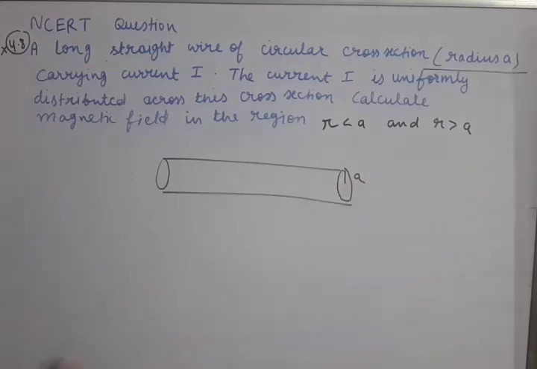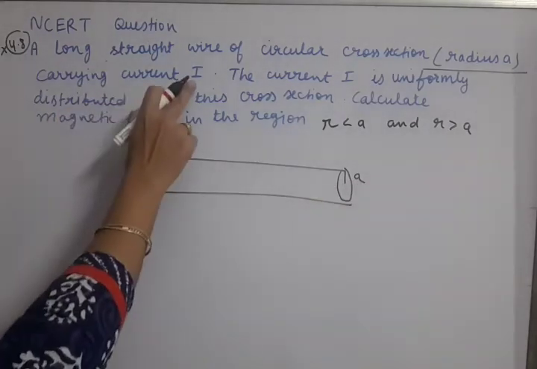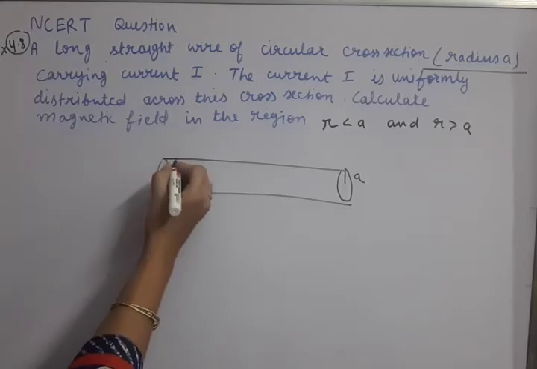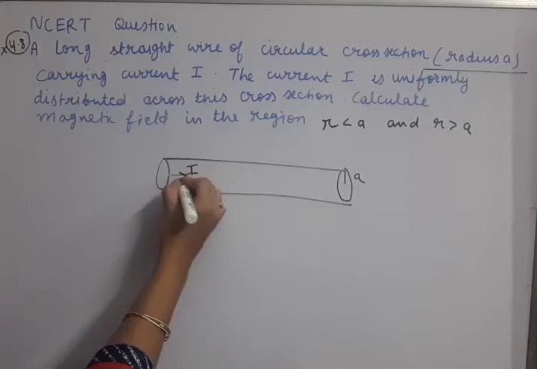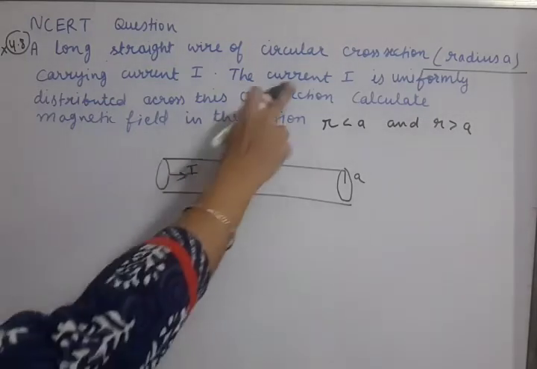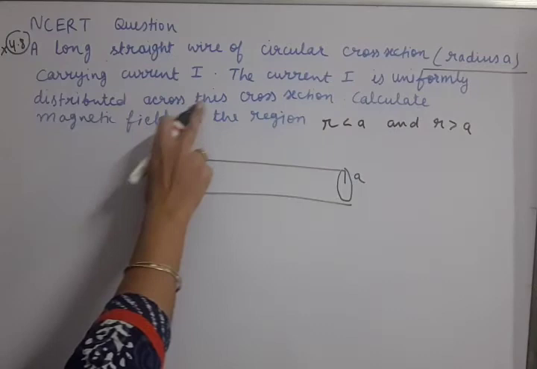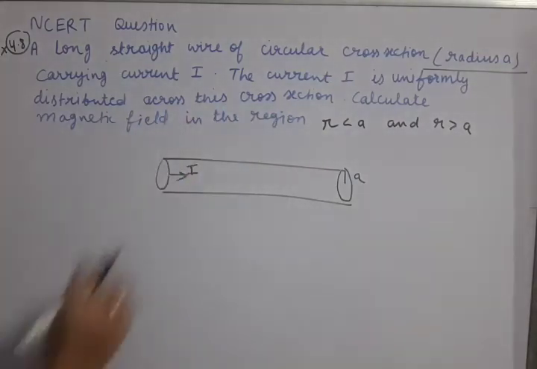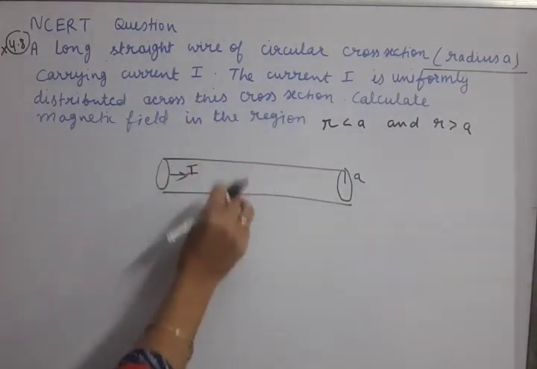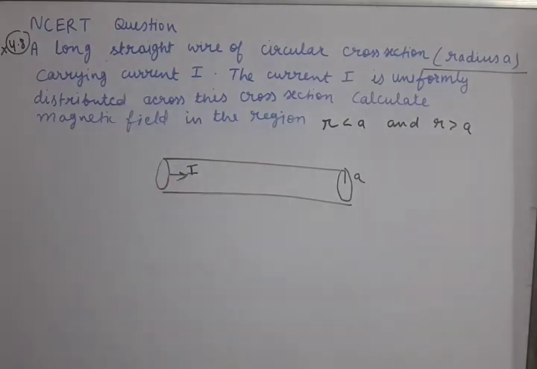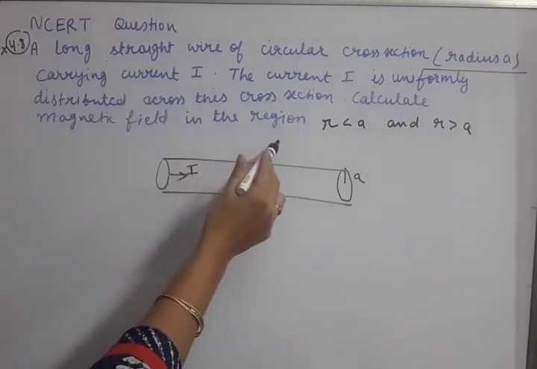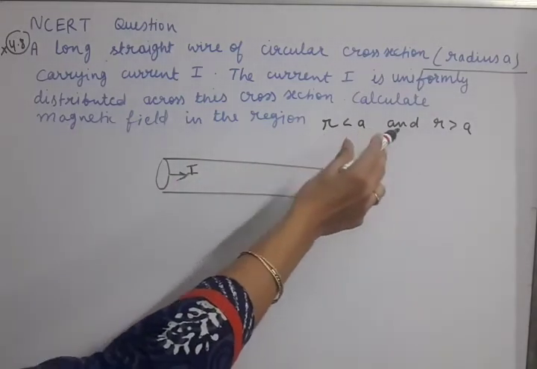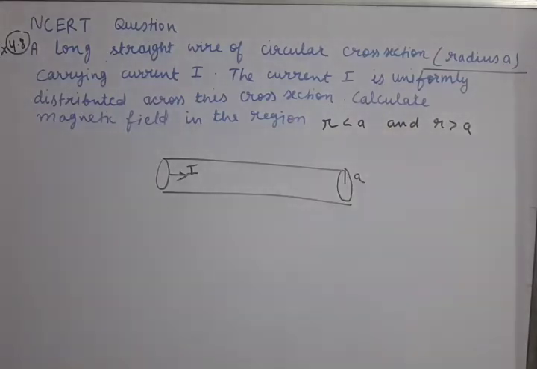Its radius is given A. It is carrying current I. So one current I is flowing through this wire. This current I is uniformly distributed across this cross section. So this I is uniformly distributed. This line is important here. Now the question is: calculate the magnetic field in the region R less than A and R greater than A. Let us start now.